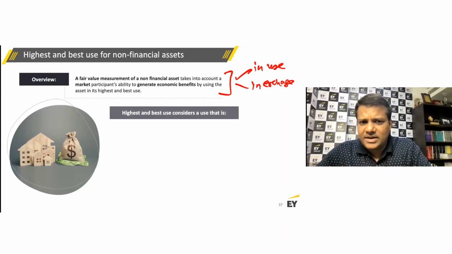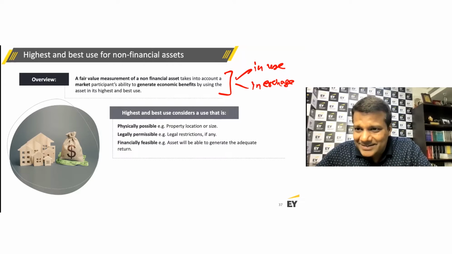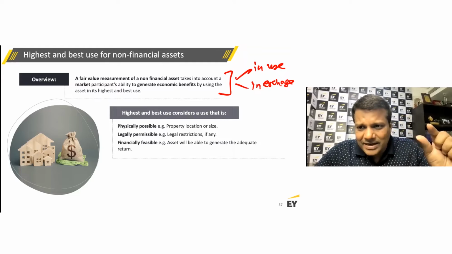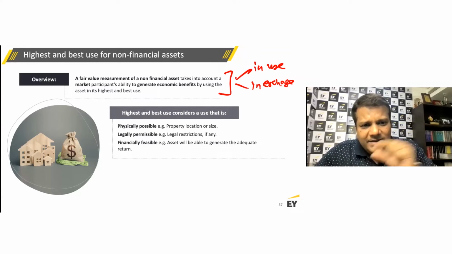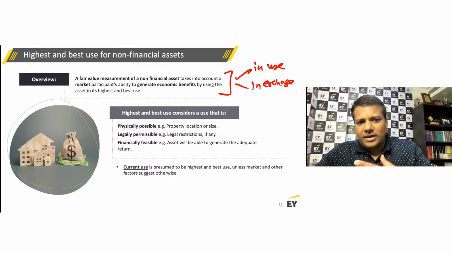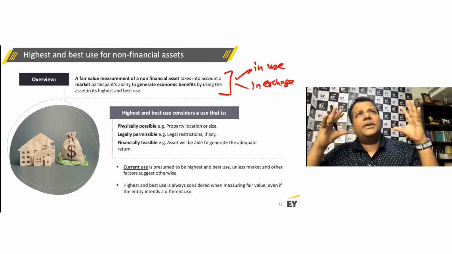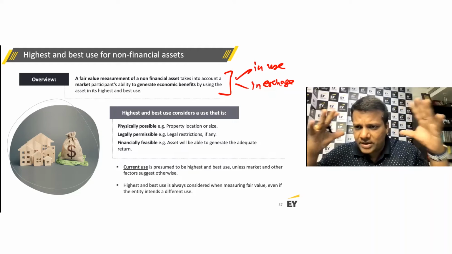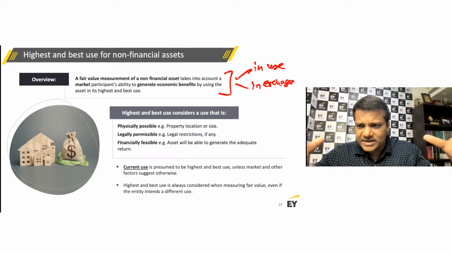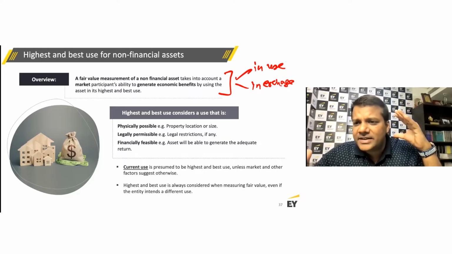Highest and best use considers a use that is legally permissible, physically possible, and financially feasible. The current use is presumed to be highest and best use unless market and other factors suggest otherwise, and is always considered when determining the fair value, even if the entity intends a different use. Let's try and understand this. Remember, highest and best use is in use or in exchange, and it has to be physically possible, legally permissible, and financially feasible.